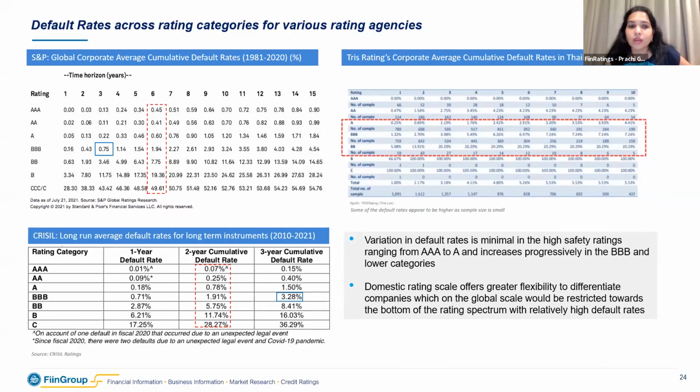The conclusion that one could make out of this data is that the domestic rating scale offers greater flexibility to differentiate companies as compared to the global scale. Because if that company was rated on a global scale, it would be restricted to the bottom of the rating spectrum with relatively higher default rates. And if it's rated by an entity which offers a domestic rating scale, it could have the opportunity to actually get reflected based on the credit risk on that domestic scale.